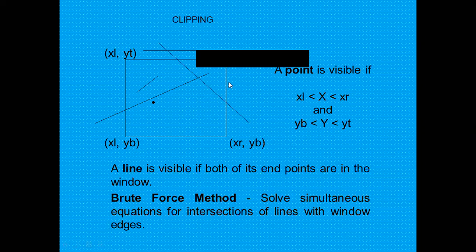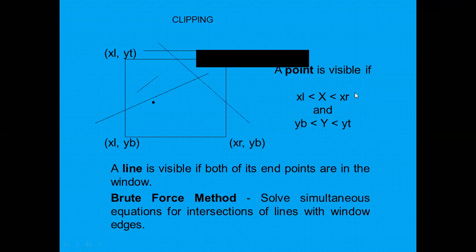And you can say here again this portion and this portion. Now we are going to check that a point is visible. For this, the condition is XL, we can say this is the original point X and Y. So we will apply this inequality: X greater than XL and less than XR, and Y is greater than YB and less than YT. So first we will apply these inequalities.